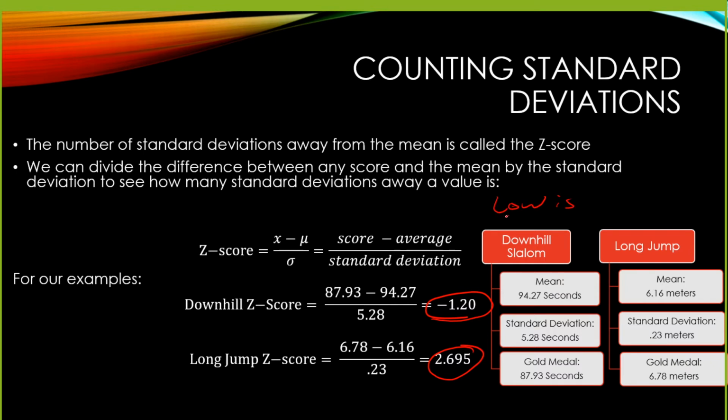Low is better. And one we want our score to be high. High is better. But by comparing our gold medalist results to everyone within their own sport, we can get a comparison between these two sports to see which gold medalist is more impressive compared to other people within their sport. So in this case, the gold medalist for the long jump is more impressive compared to other long jumpers than the downhill slalom is compared to other downhill slalomers.